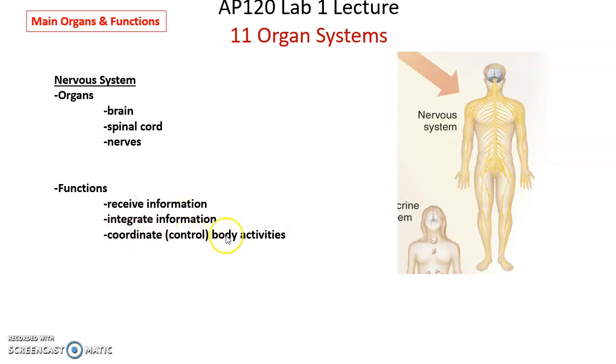So the nervous system sends out commands to control our skeletal muscles, to regulate heartbeat, breathing, and secretion from various glands. So a lot of very important functions.